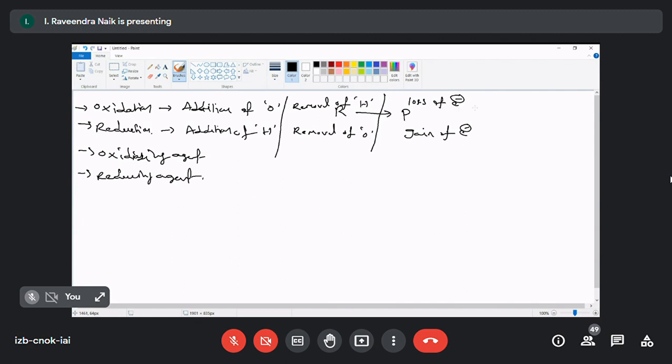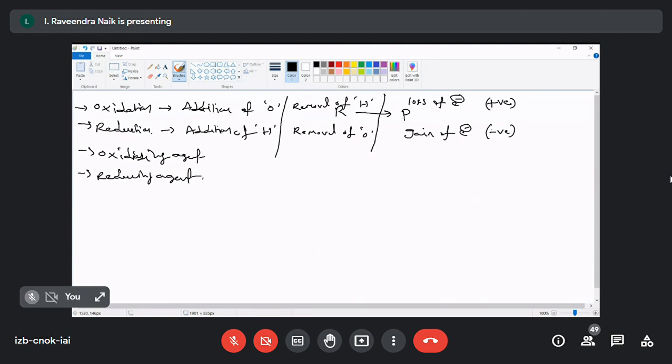Positive. Positive charge, sir. Positive charge. Okay. So generally, by the loss of electron we get positive charge. By the gain of electron we get negative charge.